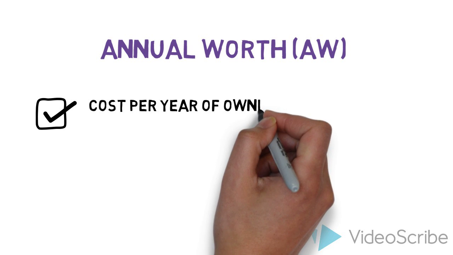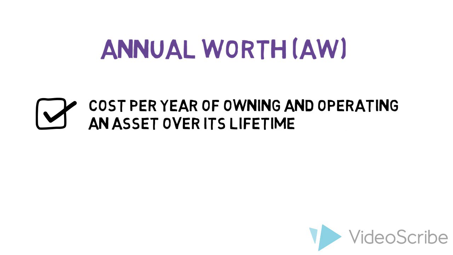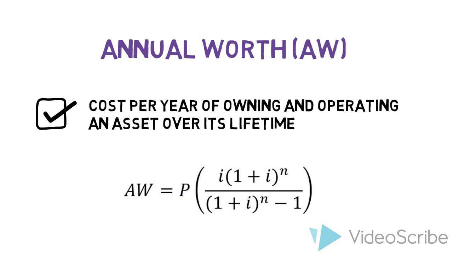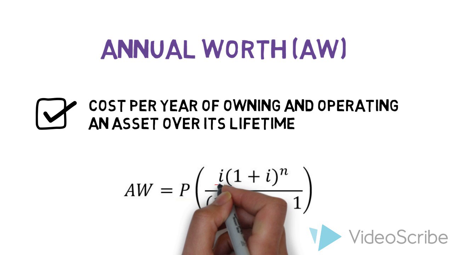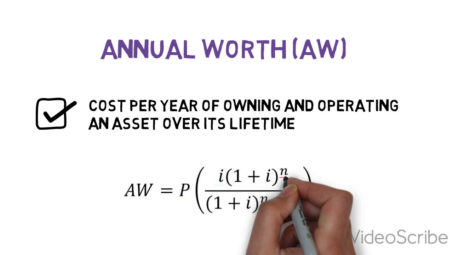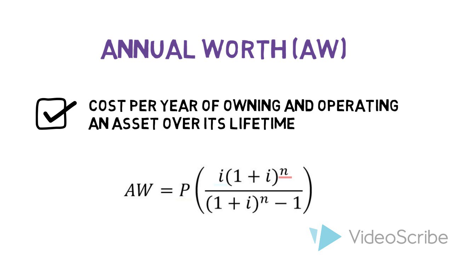Annual worth is defined as the cost per year of owning and operating an asset over its lifetime. This equation includes P, the net present value over the compounding periods, I, the interest rate or discount rate per interest period, and N, the number of compounding periods.